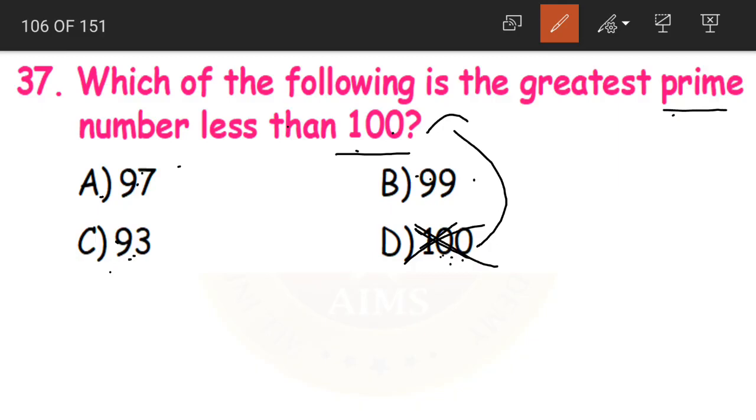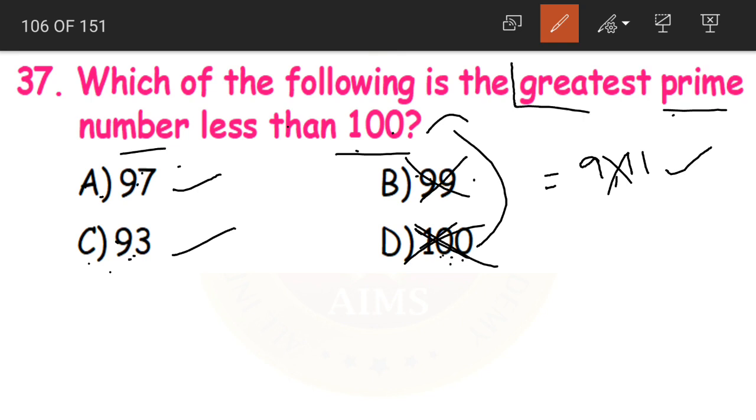Now next, it should be a prime number. Okay, from these, 99 is not a prime number. Why? Because it is divisible by 9 and 11 as well. We have 9 11s are 99. So 99 is not a prime number. Now coming to option A and C, 97 and 93. Both are our prime numbers, children. What? Both are our prime numbers.